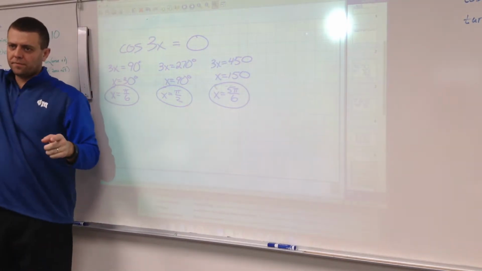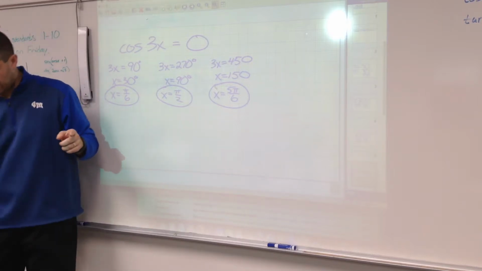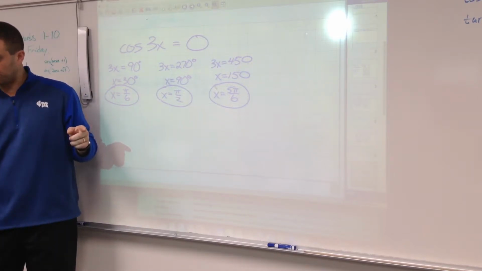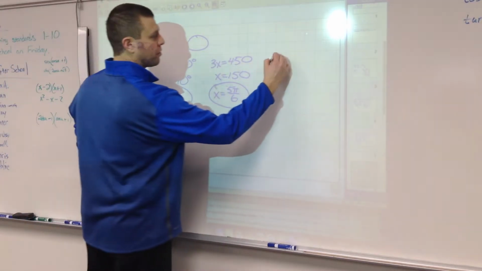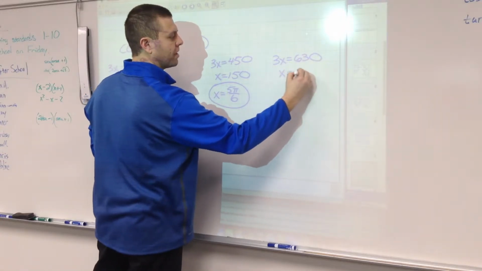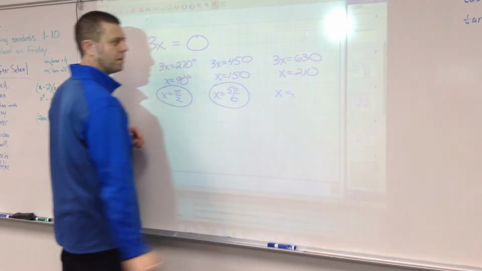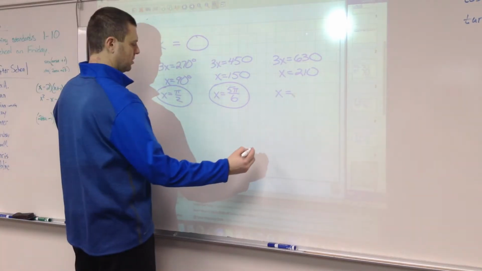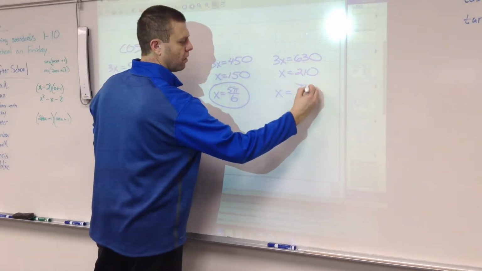So let's keep going. So I've gone once around the circle. I hit 450. Down here it would be 630. Okay? So I'm going to set 3x equal to 630. I'm going to divide by 3 and I get 210. Which you guys know is 7 pi over 6.